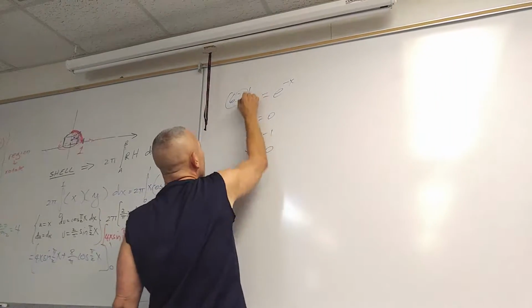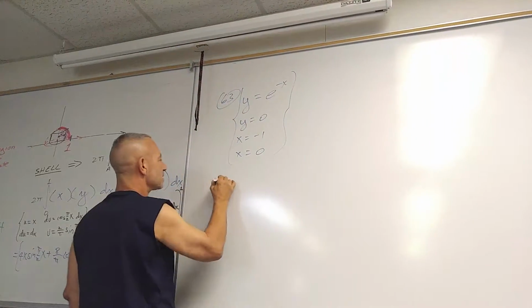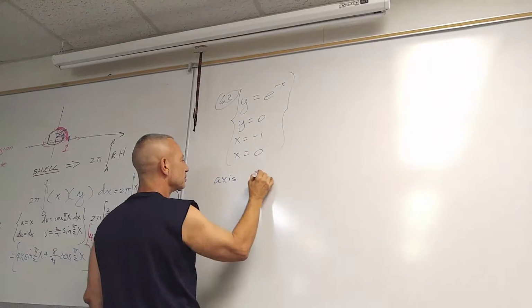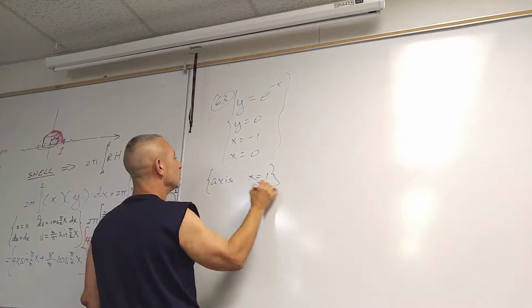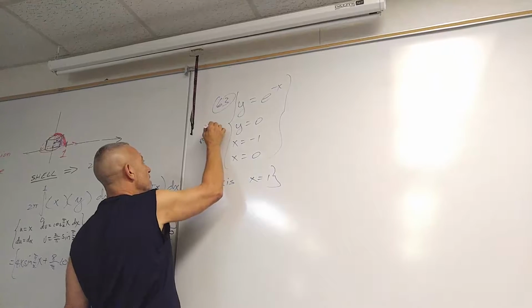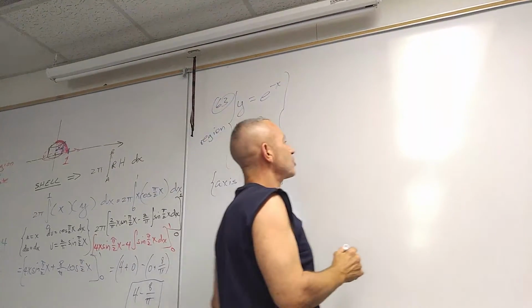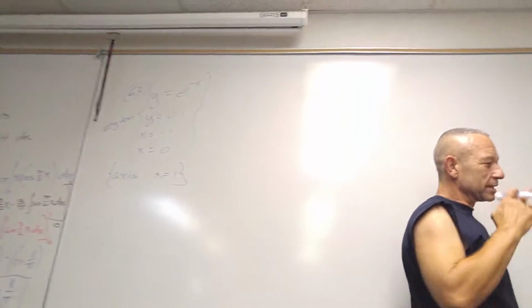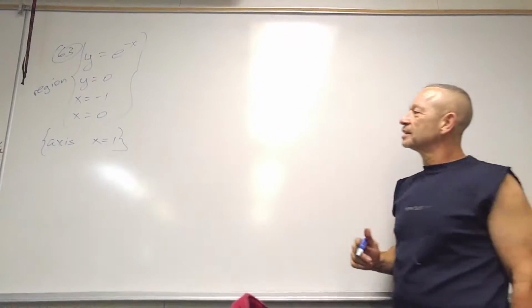About x equals 1. And the axis is x equals 1? Yep. So here's the region to rotate, here's the axis of rotation, e to the negative x. Oh my goodness gracious.